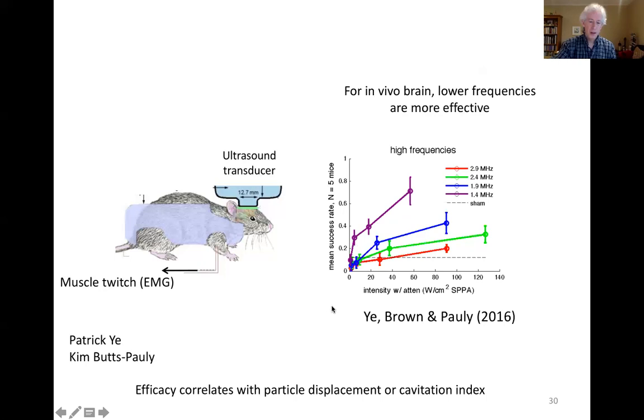So in this case, they found that the efficacy of lower frequency instead implicates different mechanisms, such as cavitation. Also, it correlates with what's called particle displacement, just the expected movement of particles from ultrasound. So cavitation would be consistent with their results.